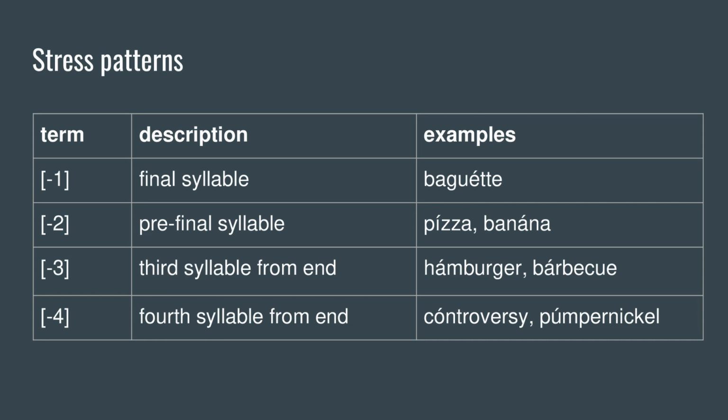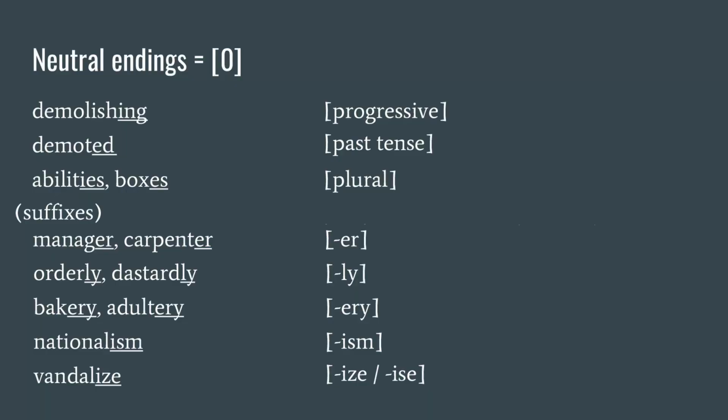Now occasionally, not too often, you get -4 stress on the fourth syllable from the end. Controversy, pumpernickel. Pumpernickel is a kind of rye bread, which you may not like, but I like it. It's fun. Then there are neutral endings which don't affect the stress. I'll just call them 0 syllables because they don't affect the stress at all. You can pile on neutral endings if you can. They don't do anything to the stress.